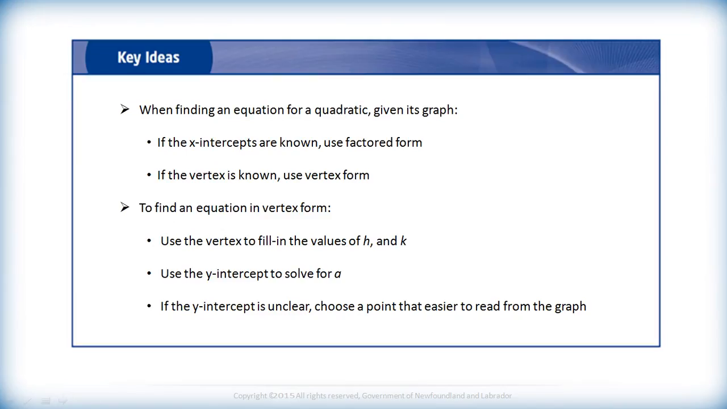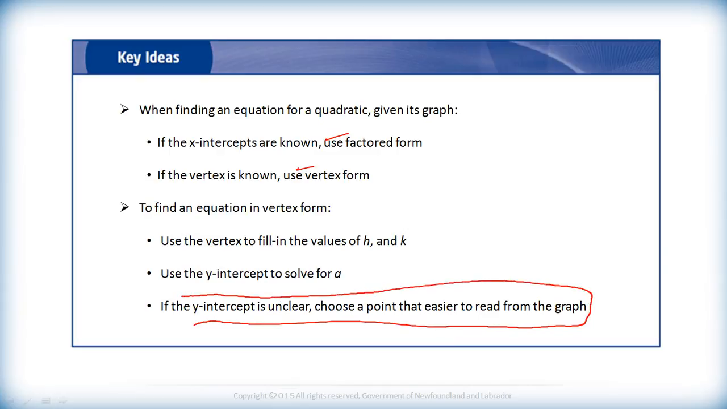When finding an equation for a quadratic, these are all the things we read before. If the x-intercepts are known, use factored form. They weren't, of course, so we used vertex form here. And we had to pay careful attention to this last note, didn't we? Because we couldn't read that y-intercept clearly. We didn't have a lot of confidence in it. So we just chose another point that's easier to read. Just make sure that when you're doing that, don't reuse the vertex. Again, use the vertex for h and k, but don't use it when you're filling in x and y to figure out what a is, because you'll get a bunch of zeros and stuff doesn't work out so great for you.